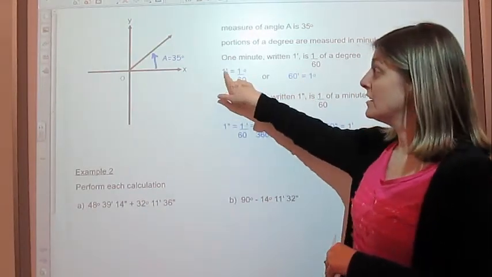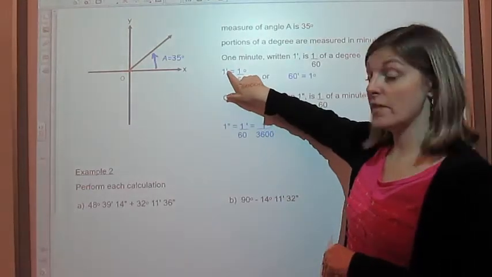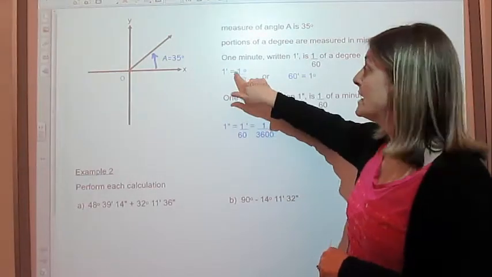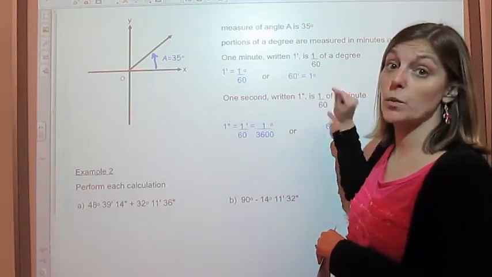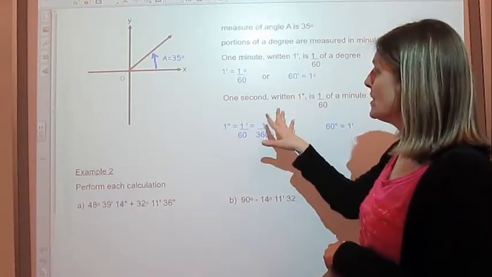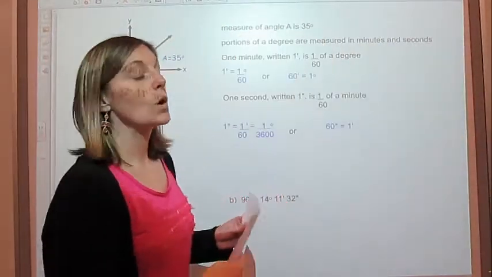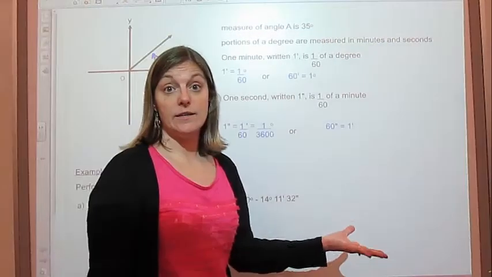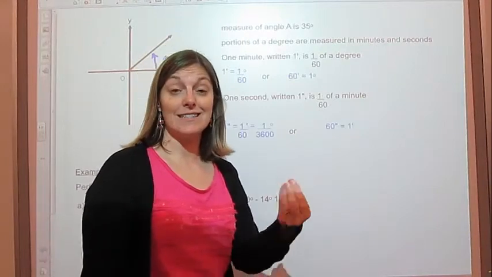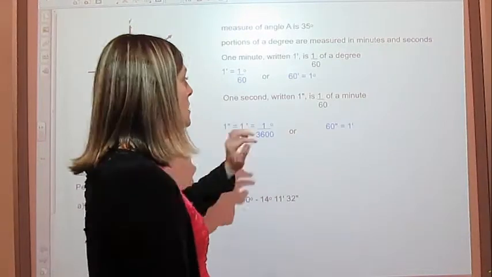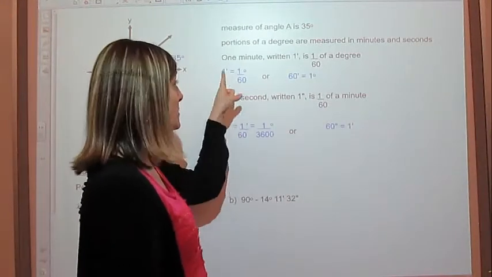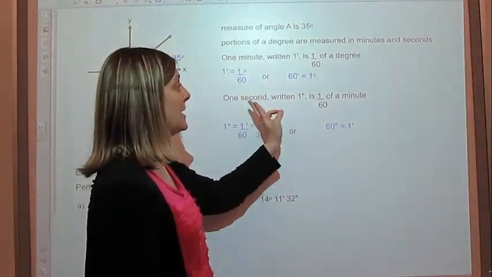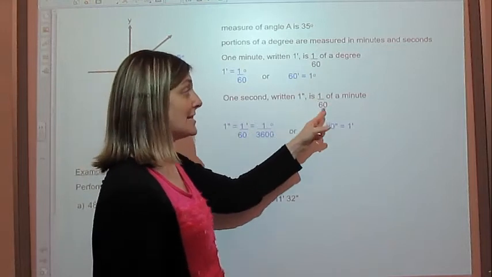Okay, so 1 minute, that's the symbol for minute, is 1/60th of a degree, or 60 minutes is equal to 1 degree. And then 1 second we know is a 60th of a minute. There are 60 seconds in 1 minute. Okay? So for seconds, we use the quotation marks as opposed to the apostrophe. And so 1 second is 1/60th of a minute.